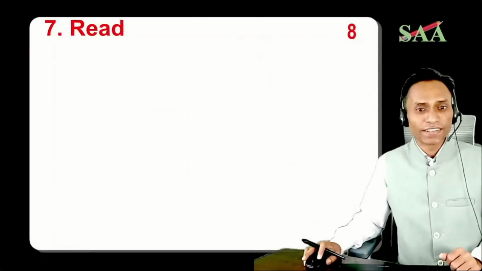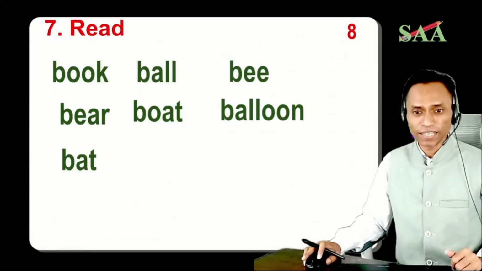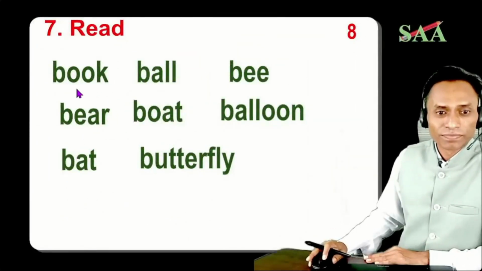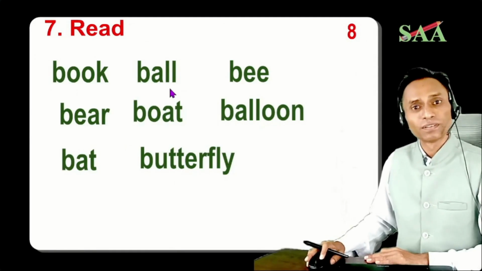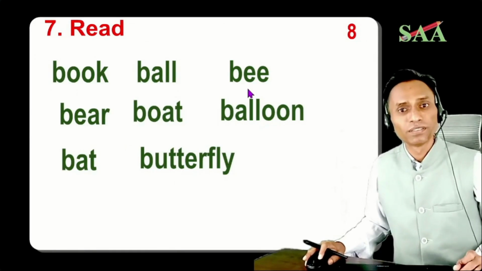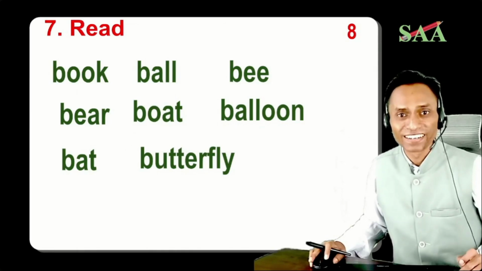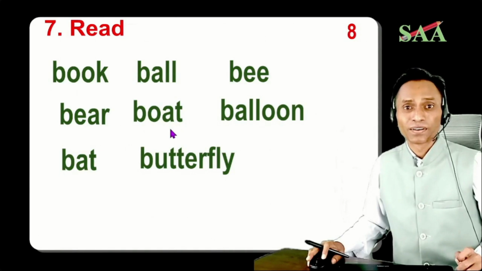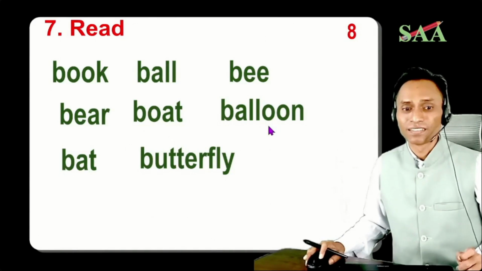Very good. And here I am giving you 8 words one by one. You have to tell me what word this is. Okay? Read this word. I will give you 8 marks. Book. Good. Ball. Good. Bat. Good. Bear. Yes. Boat. Yes.